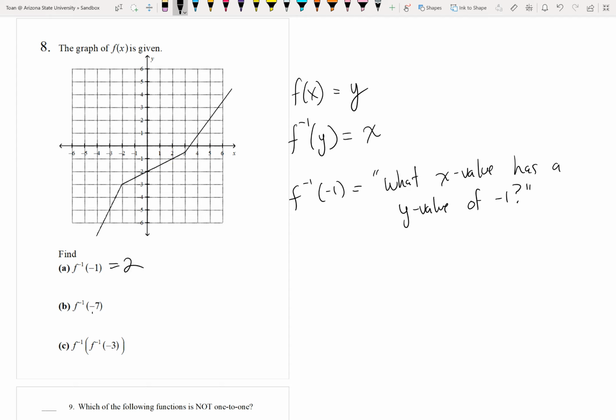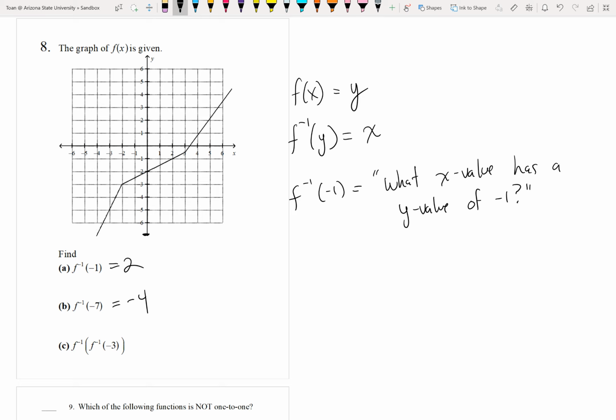For letter B, it's asking you what is the x value for the y value of -7. So it sort of went off the page, but you can sort of guess -7 is right there. So here's a y value of -7. Where on the graph has a y value of -7? Right here. What is this corresponding x value? -4. So this should have been -4.